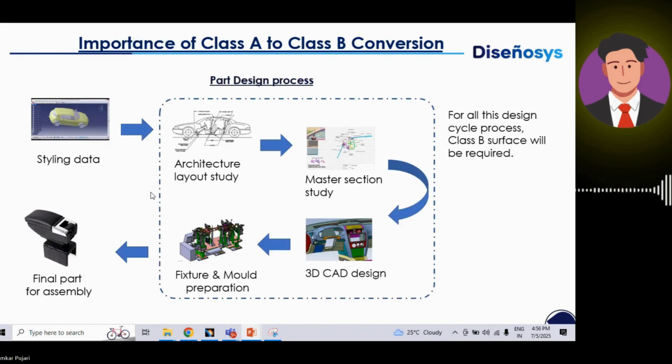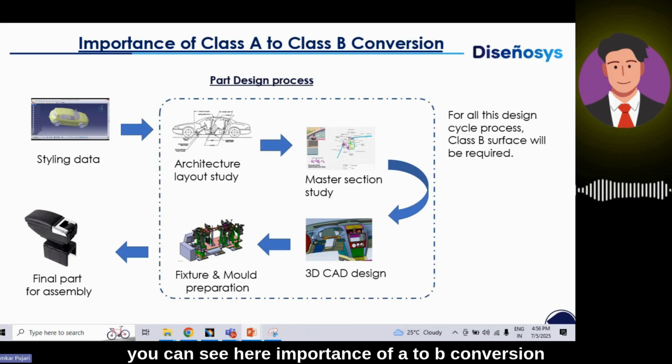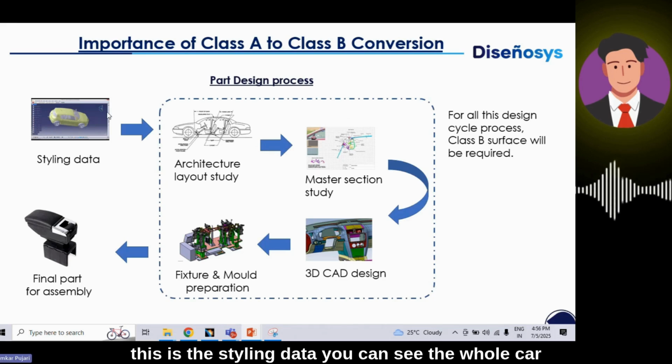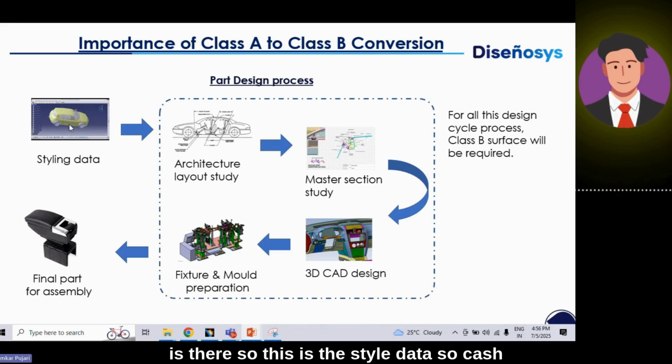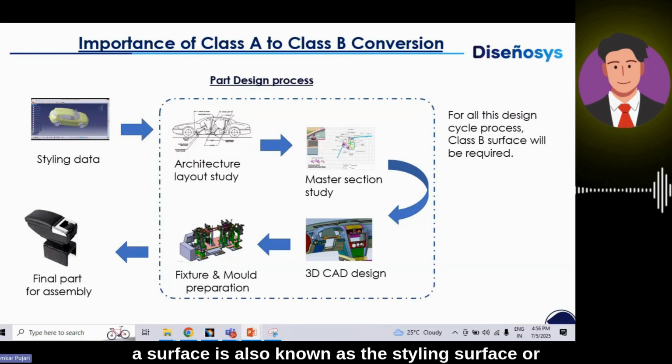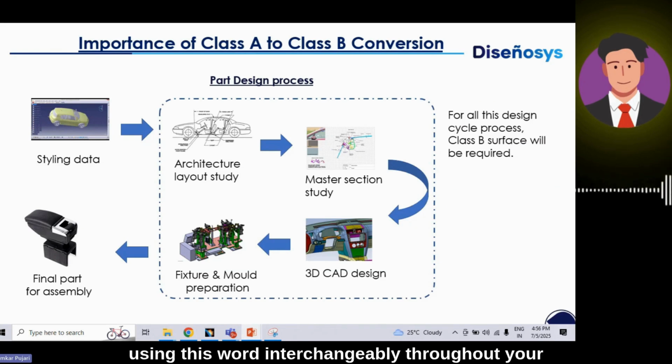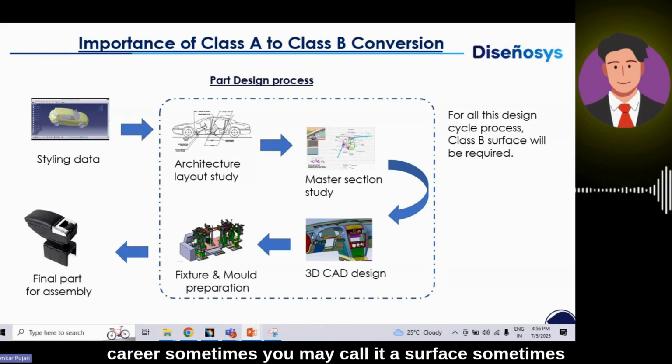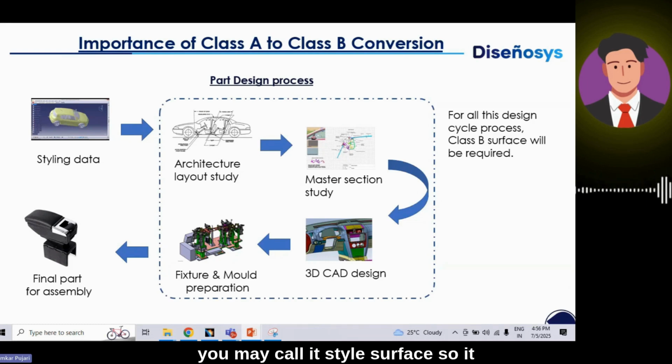Okay. So you can see here the importance of A to B conversion. This is the styling data. You can see the whole car is there. So the A surface is also called the style surface because it is the style statement of the car. Make a note of this word also. The A surface is also known as the styling surface or style surface. You will be using this word interchangeably throughout your career. Sometimes you may call it A surface, sometimes you may call it style surface.